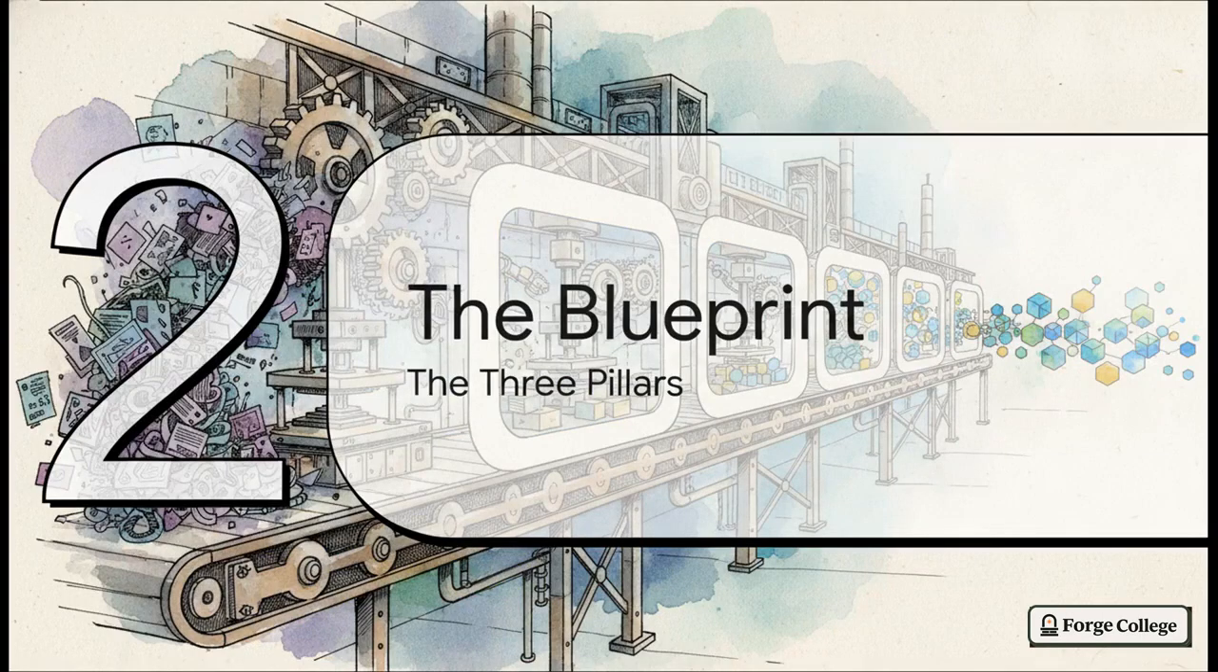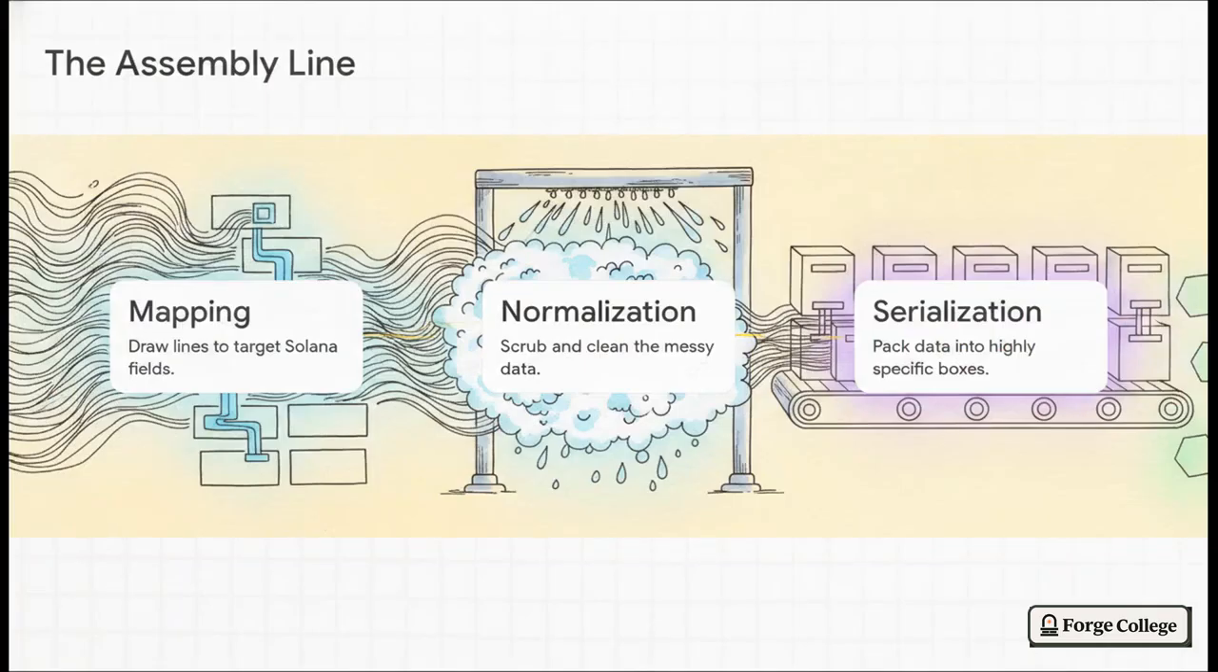Moving right along to Section 2, the blueprint, the 3 pillars. I want you to think of your API bridge as a literal physical factory assembly line, and it's got 3 major stations. Step 1 is mapping, which is basically just drawing lines from incoming Web2 fields over to our target Solana fields. Step 2 is normalization. Think of this as the car wash station. This is where we scrub and clean all that messy data. And finally, Step 3 is serialization. This is where we meticulously pack that clean data into highly specific boxes so the network validators actually accept them. This flow right here, it's the beating heart of any Web2 to Solana bridge.